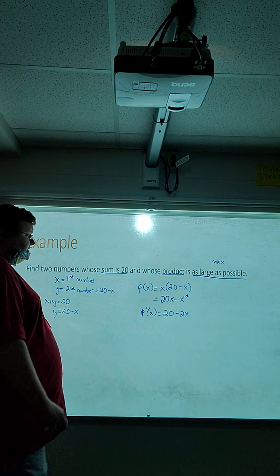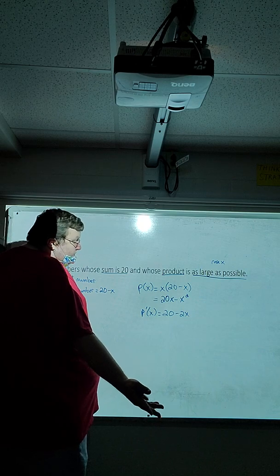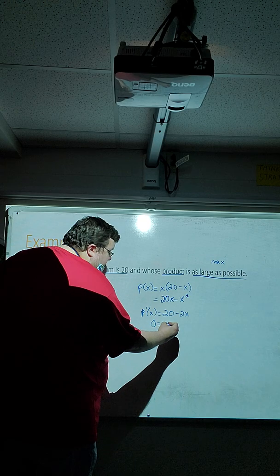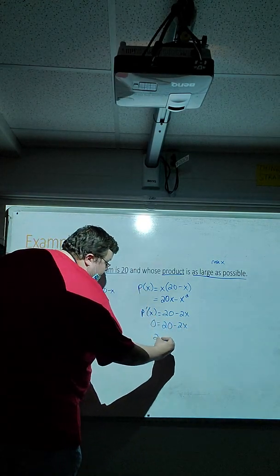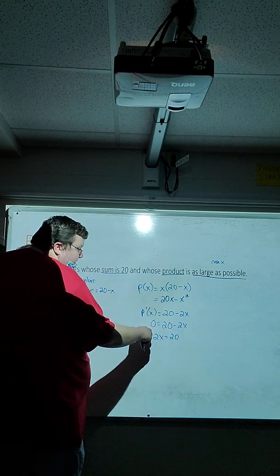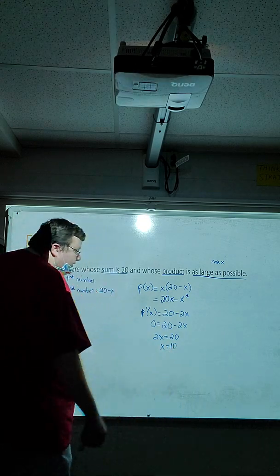So this function right here, the derivative, is a linear function. That's going to be defined everywhere, so I don't have points where the derivative fails to exist. So I'm going to set that equal to 0. 20 minus 2x equals 0. And I'm going to solve that. I get 2x equals 20, if I move 2x over by adding it. And then I divide by 2 and I get x is equal to 10.